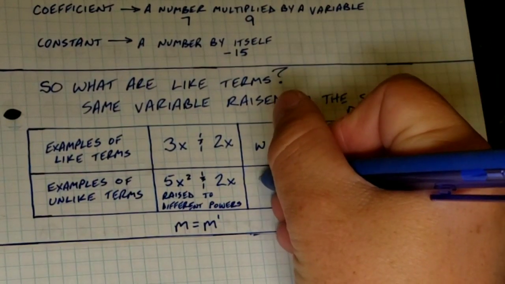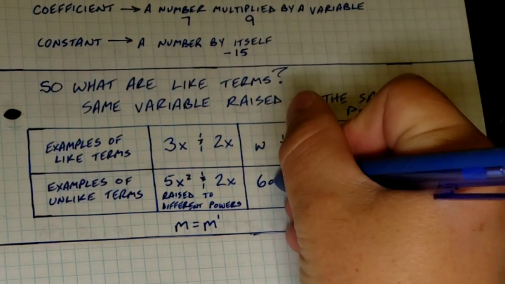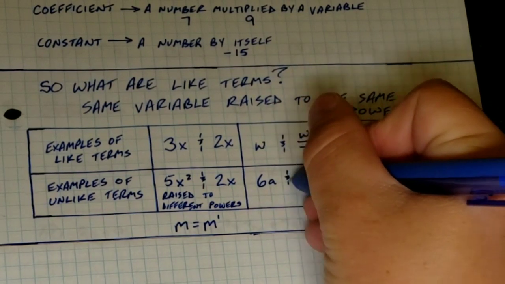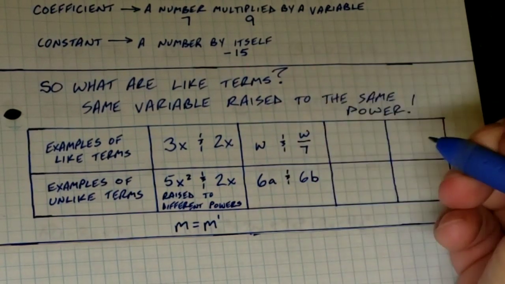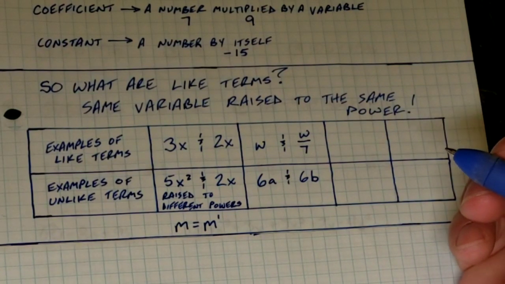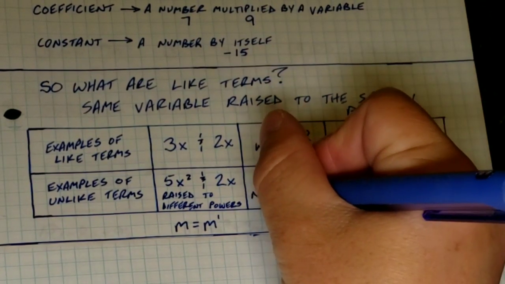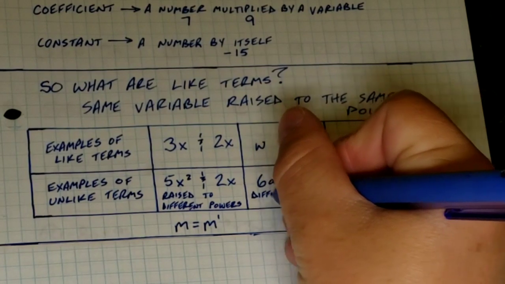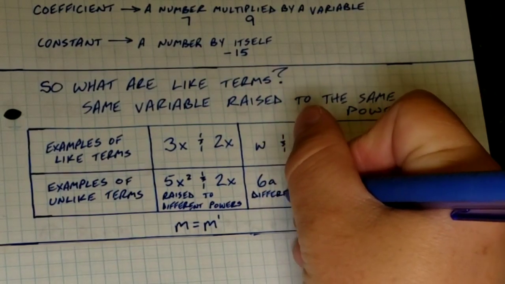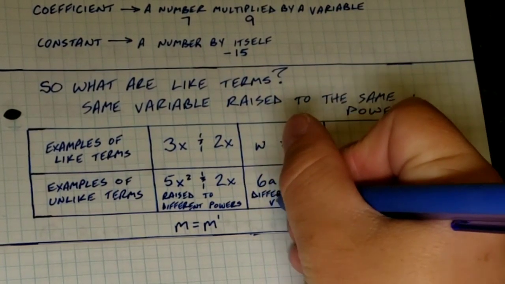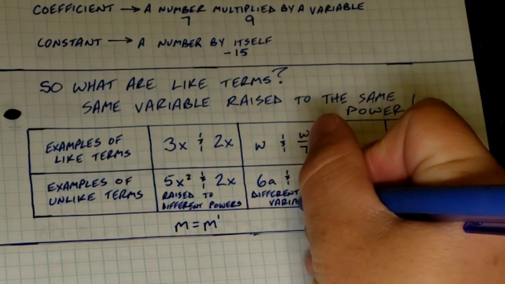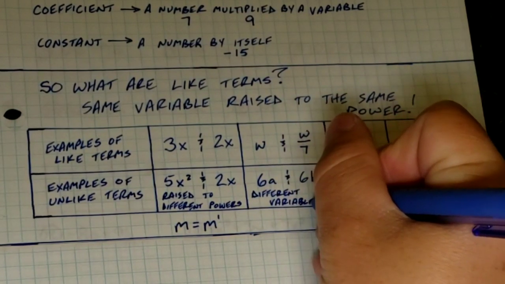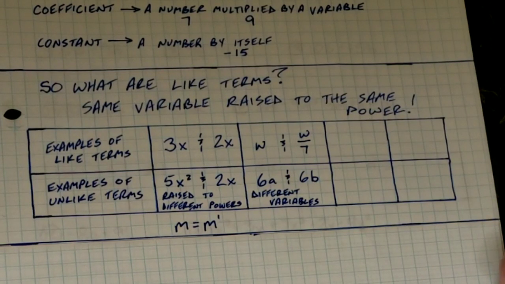What about 6a and 6b? Why are those unlike terms? Well, they have different variables. The variables are raised to the same power, but the variables are different.